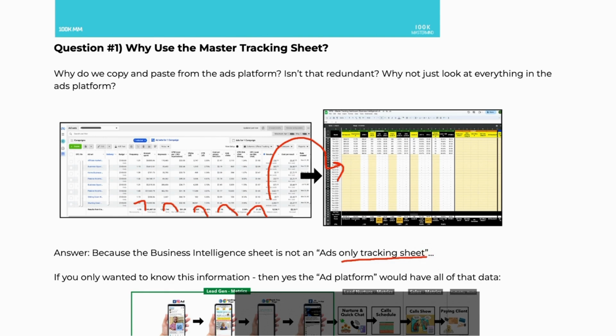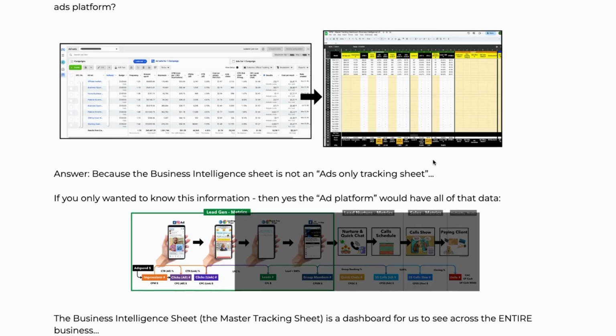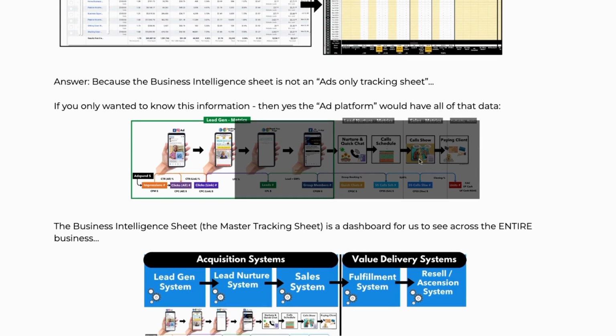If we wanted to know the information that was only ads data, well, we could get that only from the ads platform. Like, if we only wanted to know, how much was the ad spend, how much was the impressions, how many clicks all did we have, how many link clicks did we have, what was the CTR, the CPMs, like that kind of stuff. If we wanted to go ahead and cut off our acquisition machine right over here, sure, we could get all of this from the actual ad platform.